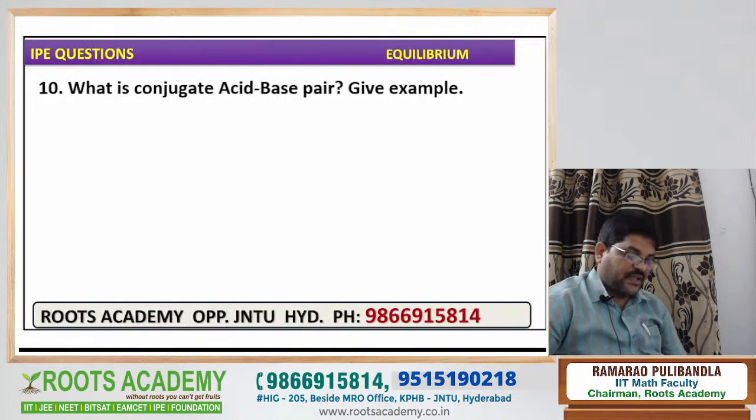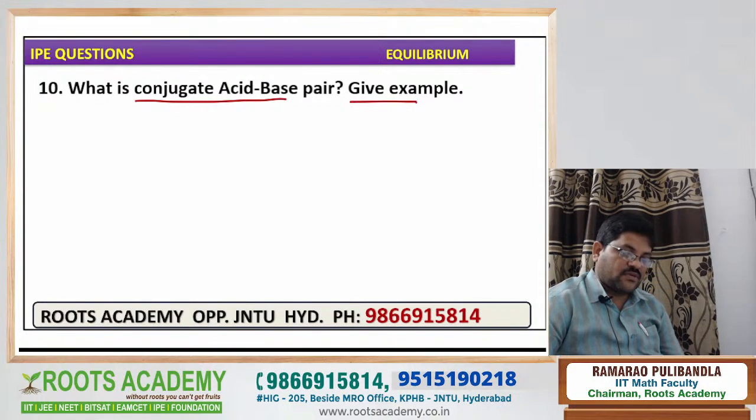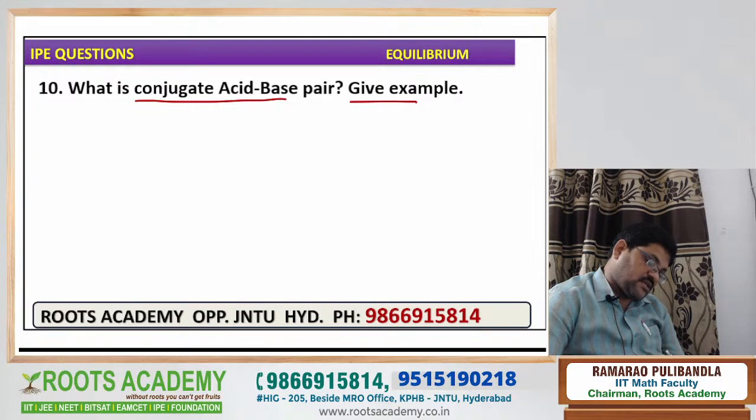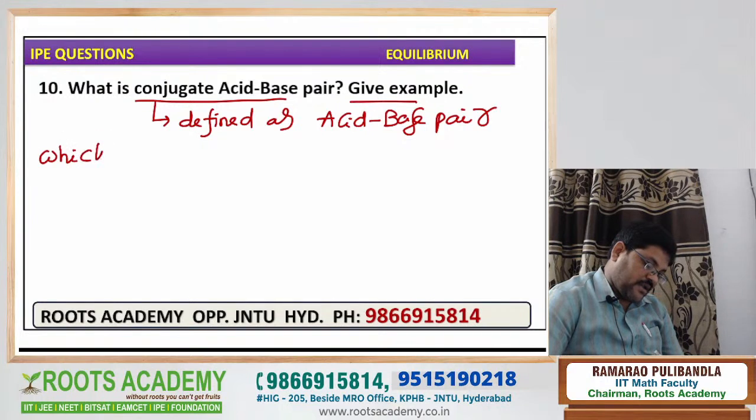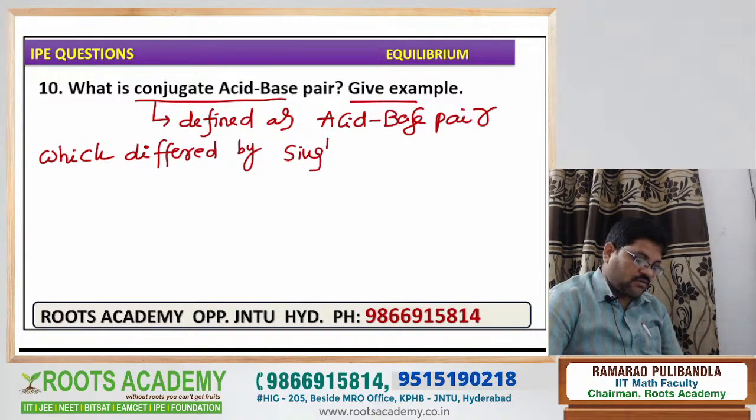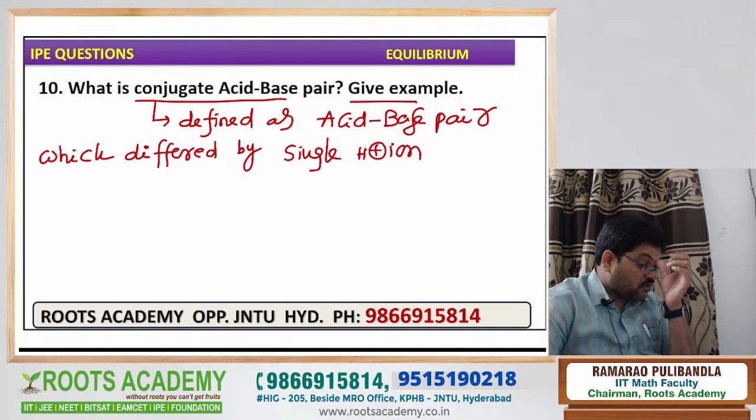Understood? Yes. Now write this one. What is a conjugate acid base pair? Give one example. Simple logic. A conjugate acid base pair is defined as an acid base pair which differs by a single H plus ion. You know what I am saying? That is the meaning of conjugate acid base pair.